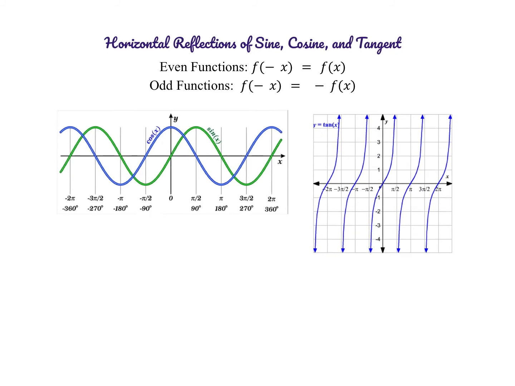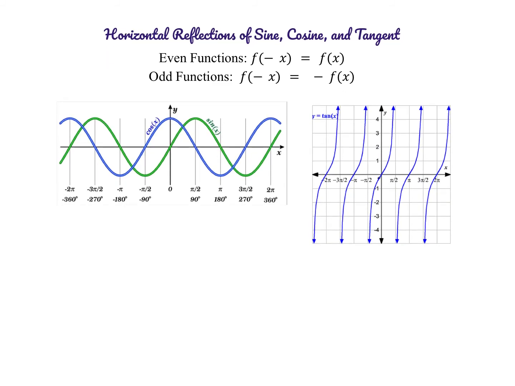So the last thing I just want to talk about really quick is why we haven't been seeing horizontal reflections when we're graphing sine, cosine, and tangent. Now, it's not that they don't exist, it's just that the effect that they have on our graph can actually be treated in a different way than an actual reflection. So here's a quick review of the definition of even and odd functions.